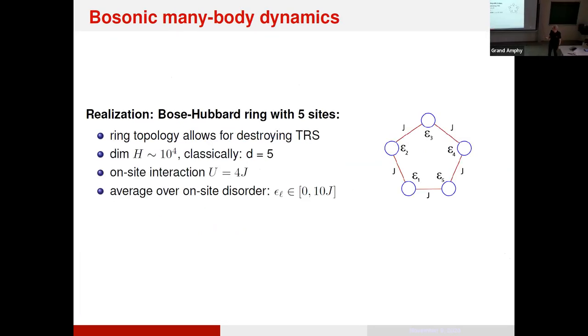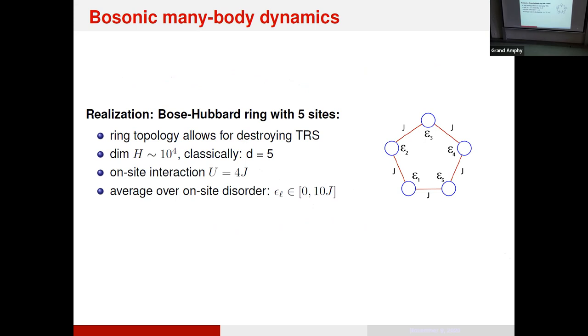And this you can check now. Maybe I skip the details. Now we have a five-site ring, so we have a Fock space dimension, or Hilbert space dimension, of about 10,000. We have certain interaction and disorder.